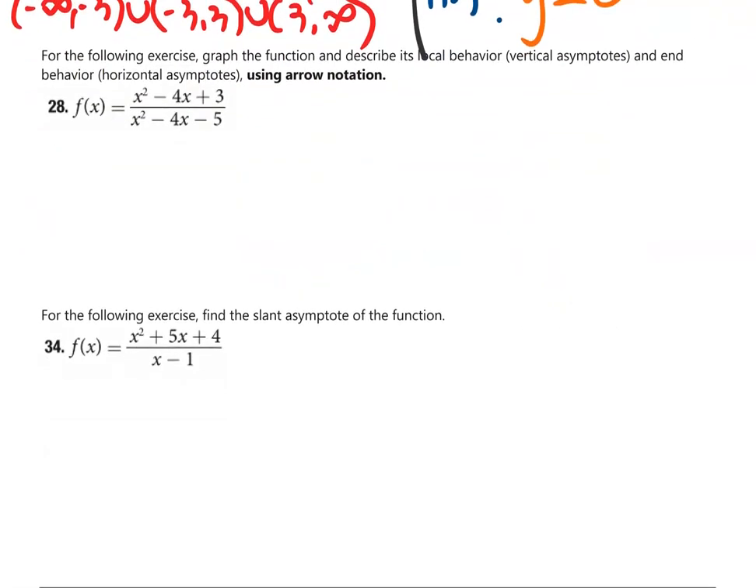Next one. For the following exercise, graph the function and describe the local behavior, meaning the vertical asymptotes, and the end behavior, meaning the horizontal asymptotes, using the arrow notation. Okay, so number 28, f of x equals x squared minus 4x plus 3 over x squared minus 4x minus 5. So how do we graph this? Please use your graphing calculator or Desmos. I want you to do that now, and type this as is, x squared minus 4x plus 3 over x squared minus 4x minus 5.